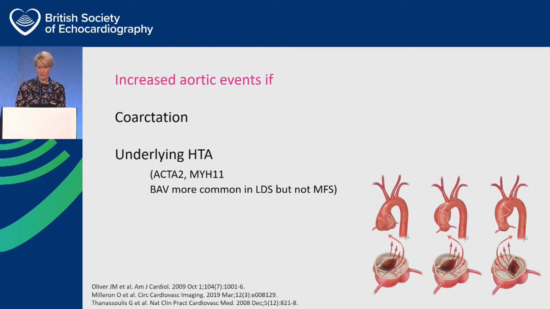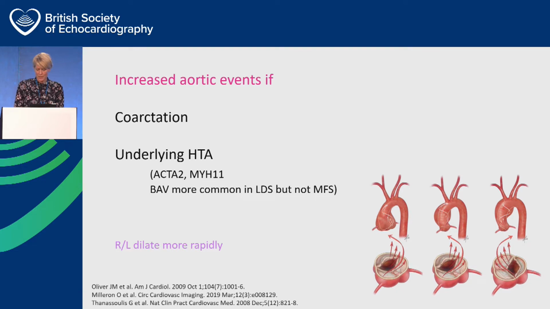You're more likely to get an event if you have coarctation, so that's very well evidenced. And also if you've got an underlying aortopathy. So Marfan's, BAVs are not more common in Marfan's than normal. And if they have a BAV, they're no more likely to dissect than if they don't have a BAV. But in Loeys-Dietz, about 6% of patients have BAVs instead of like 1 or 2%. If you have an ACTA2 or MYH11 mutation, so hereditary thoracic aortopathy where you're not dysmorphic, you have an increased risk, obviously, of an aortic event.